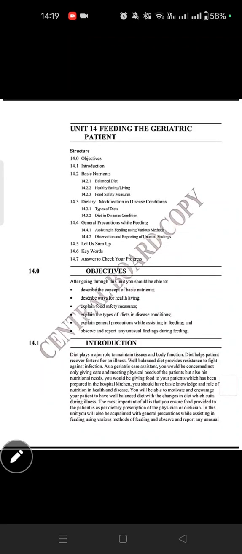So good afternoon. Today we are seeing about feeding the geriatric patient. So what are the conditions we are dealing with here? What are the feedings we are giving, the parenteral feeding, which we give through the IV? That is what we are going to see here. So normally in hospital, what diet are we following, we can see here.